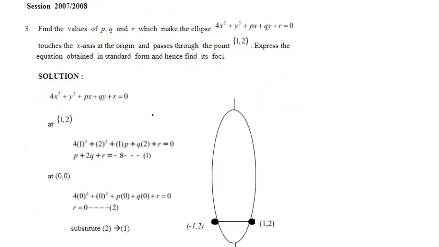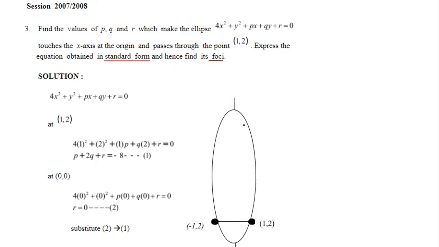Question 3. Find the values of p, q, and r which make the ellipse 4x squared plus y squared plus px plus qy plus r equals 0 touch the x-axis at the origin and pass through the point 1, 2. Express the equation obtained in standard form and hence find its foci. So in this question, we want to find the foci and the standard form of this ellipse.